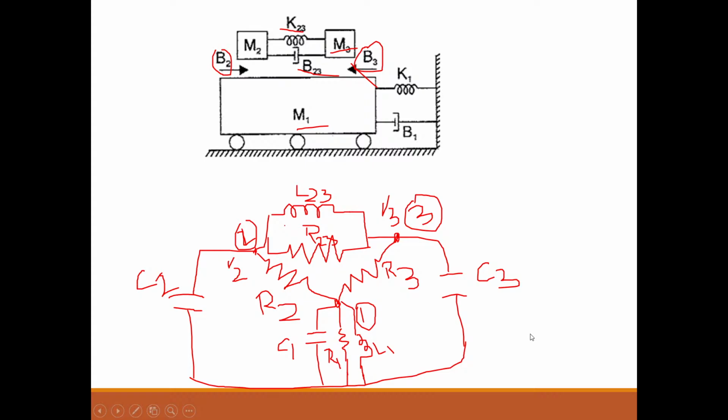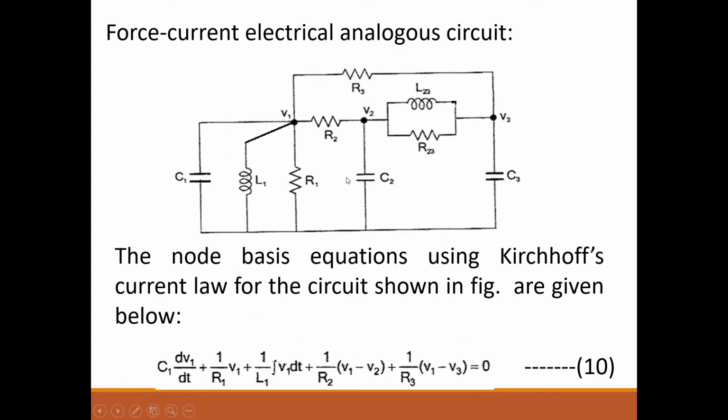Okay, I will just go to the next slide. This is what I have drawn. If you want, you can copy this also quickly. You can copy and you can write down the equations. I am about to conclude.